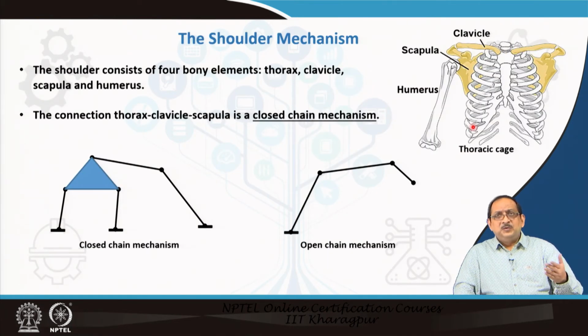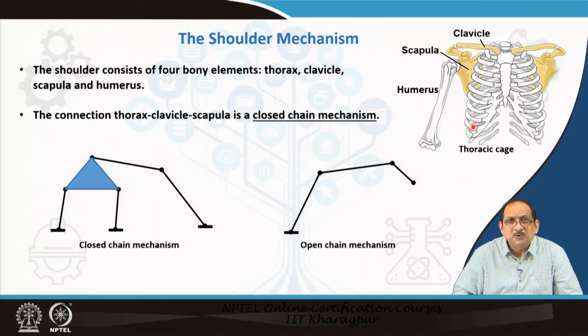Let us come to the next topic, the shoulder mechanism. The shoulder consists of 4 bony elements, as already discussed: the thorax or thoracic cage, the clavicle, the scapula, and the humerus. The connection between the thorax, clavicle, scapula and thorax again is a closed chain mechanism.